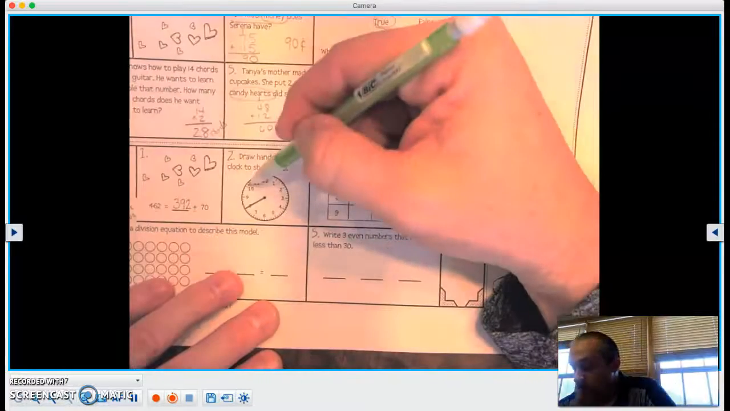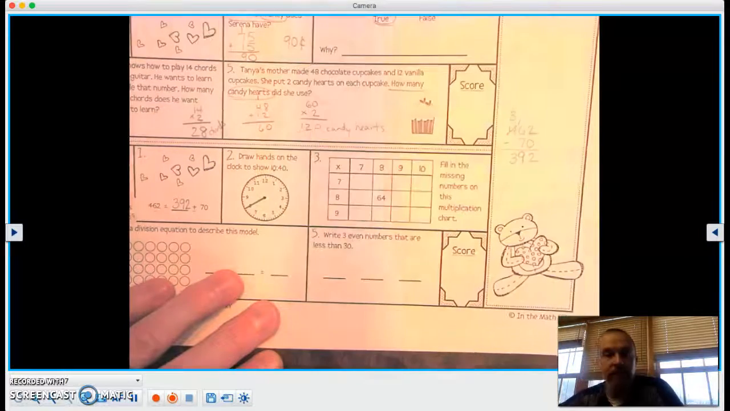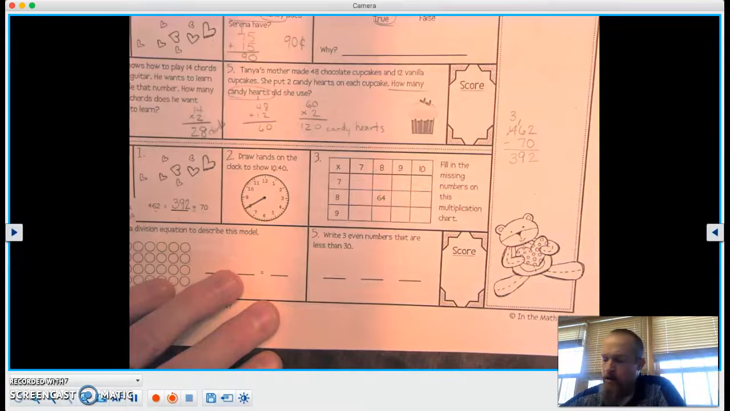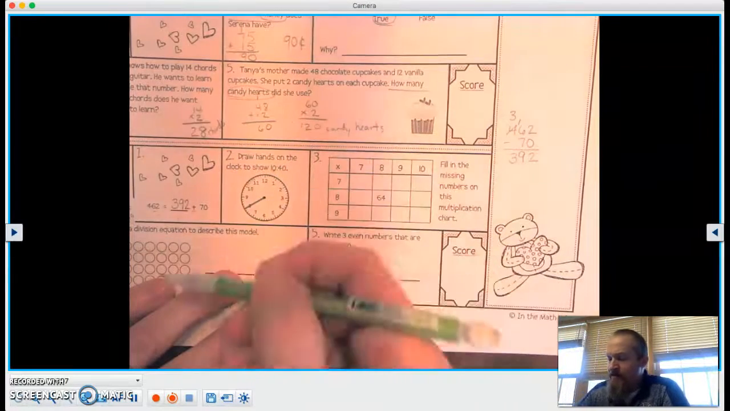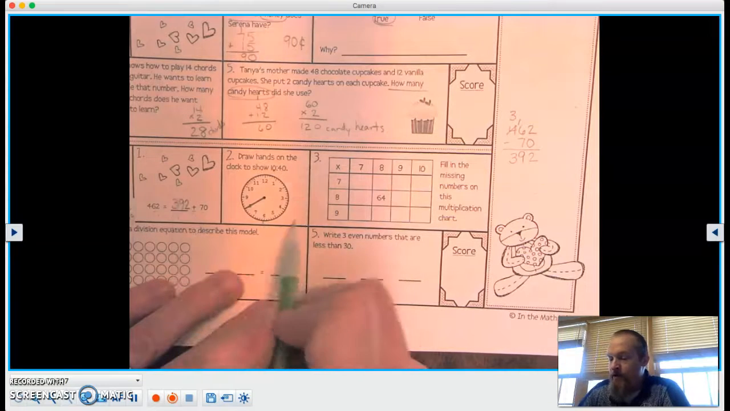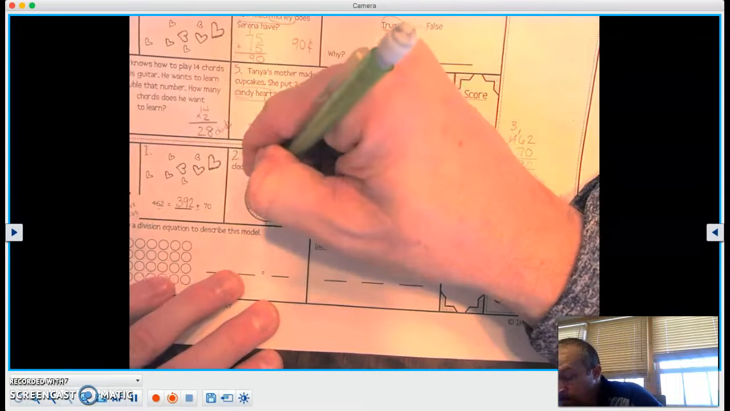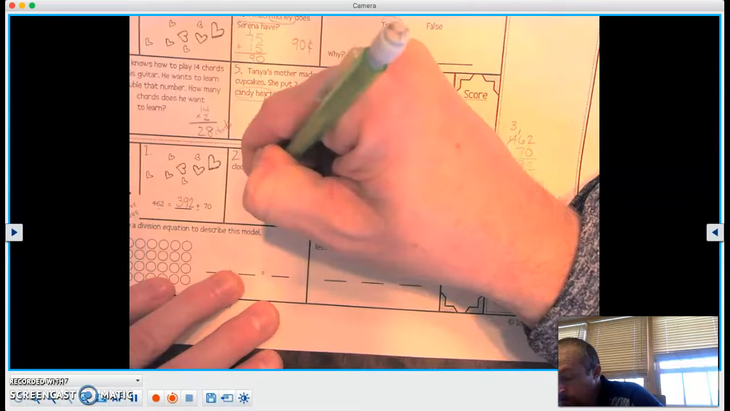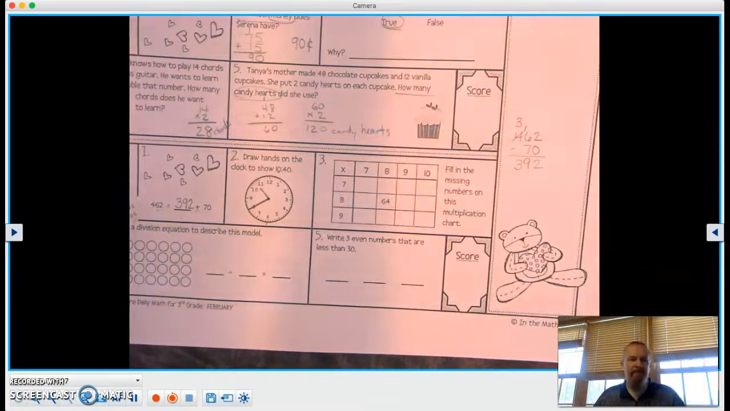So it has to be somewhere between the 10 and the 11. So it's on that side of the halfway mark. So I'm going to move my hour hand in between the 10 and 11. And if anything, maybe it's even just a pinch closer to the 11, but it's there. Okay, that is 10:40. Number 3 says, fill in the missing numbers on this multiplication chart.